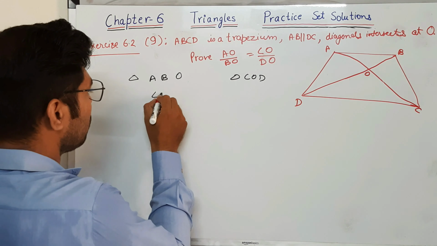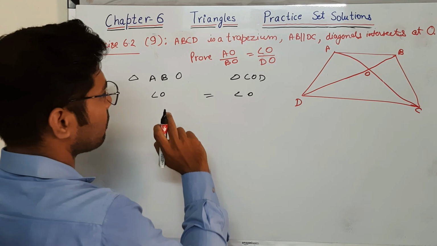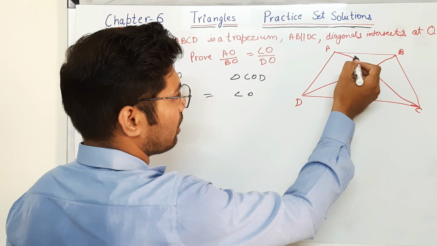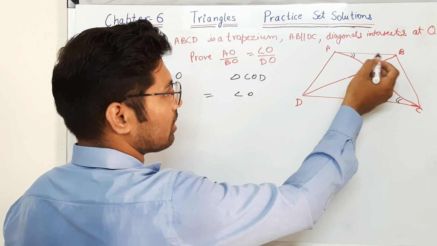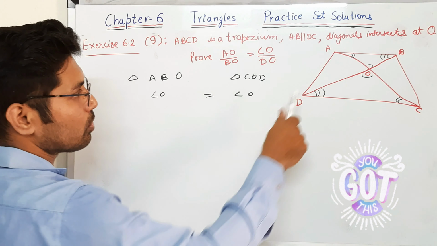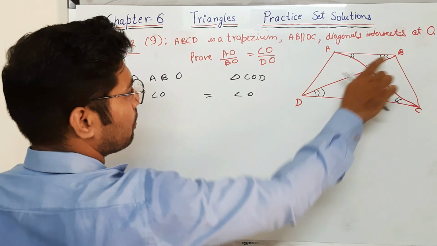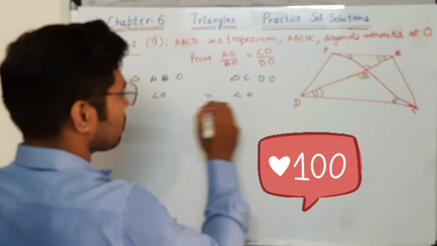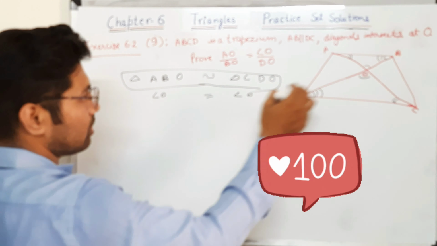Let's see, in these triangles, angle O is the same. And these lines are parallel, so this angle will also be the same, and this angle will also be the same. So in these two triangles, angle A will be equal to angle C, and angle B will be equal to angle D, and angle O is the same. So these two triangles are similar.